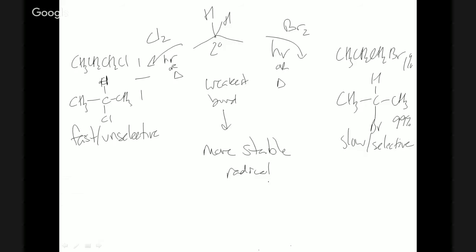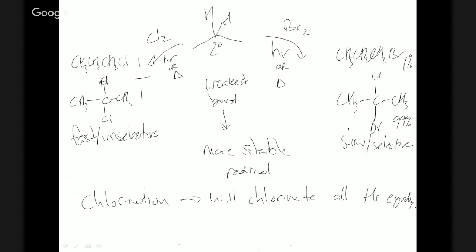Okay, so like I said, F2 is violently exothermic. Chlorination is somewhat usefully exothermic. Bromination is endothermic, and I2 is so endothermic that it's unreactive. Okay, so for our purposes, chlorination is fast, unselective, and exothermic, and therefore the stability of the radical is irrelevant. It will chlorinate all H's equally.